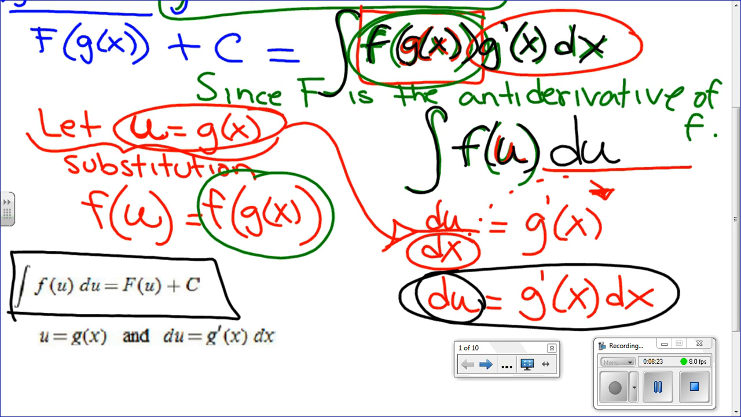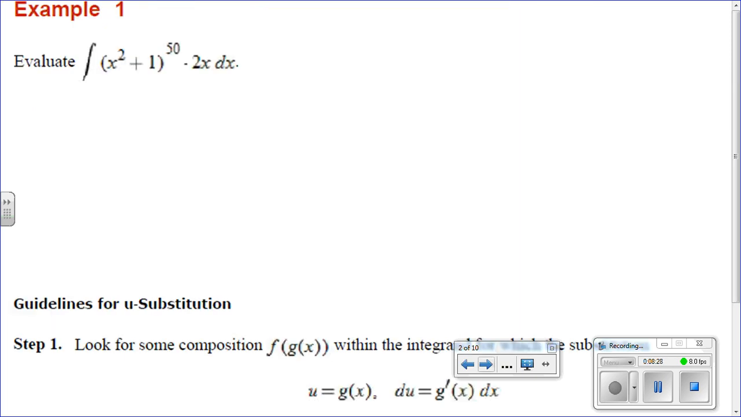Okay. Now let's do an example. So we'll start with a very easy one. What I'm going to say is, let u equal x squared plus 1, this part right here. Don't worry about the exponent, just worry about that.